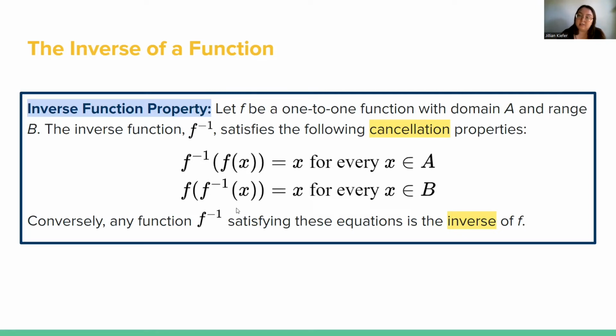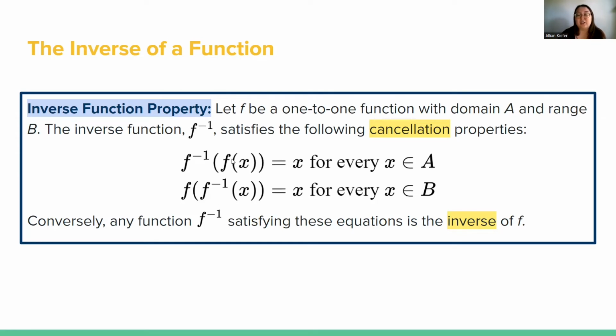If we do the opposite, we take the original function of the inverse of x, it's still equal to x, but now we're saying that it's for every value of x that's in B, range B. Range of the original, but we know that the domain is B for the inverse function.